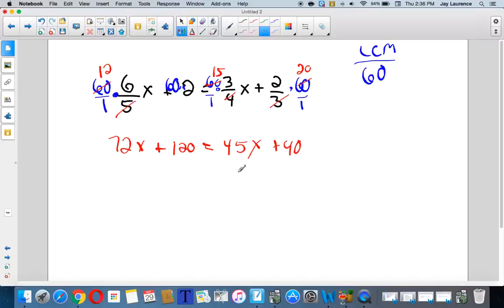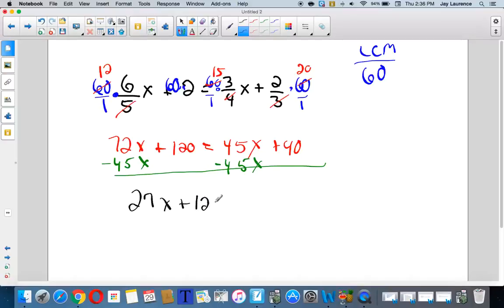I don't like variables on both sides. I'm going to subtract the 45x off. Subtracting off the 45x. All right, so let me see here. 72 minus 45 is 27, so it should be 27x plus 120 equals 40.